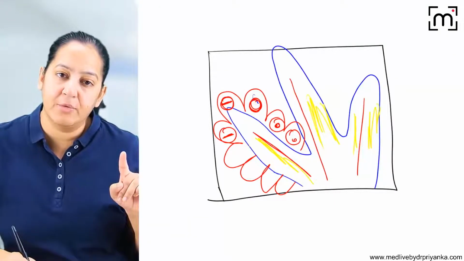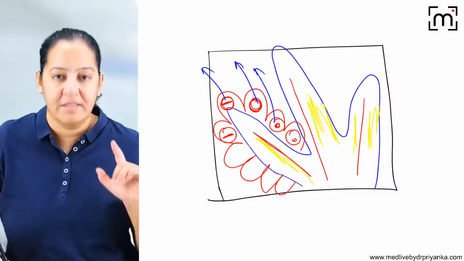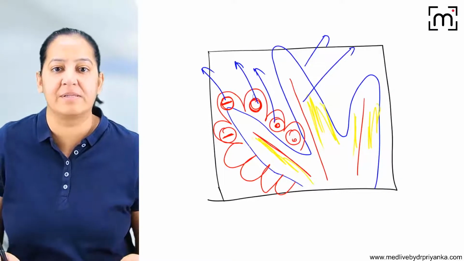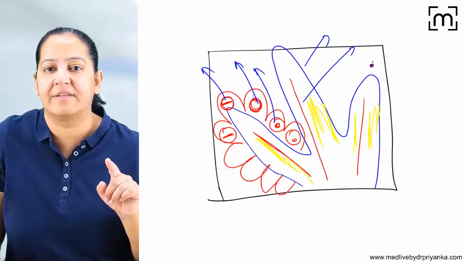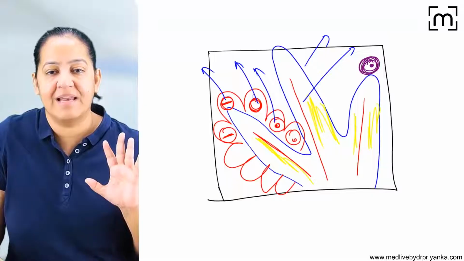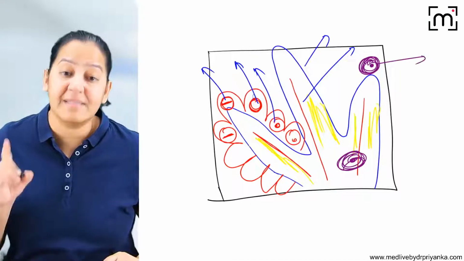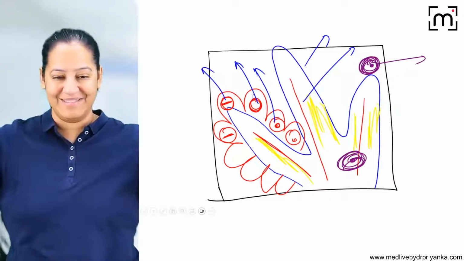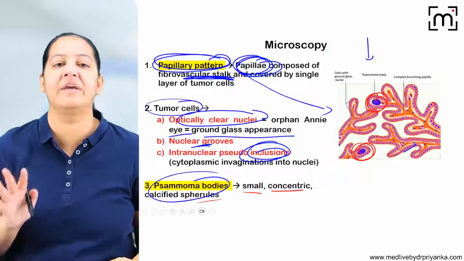And I will label all these things. So I will label the nucleus is optically clear. It is having the grooving. It is having the inclusion body. This is papillary arrangement. This is fibrovascular stalk. And at some places, I will draw the concentric rings inside the tumor. The concentric rings, the laminated rings, blue color, purple color concentric rings. And I will label it as Psammoma body. So this is all about it. See the arrangement, see the tumor cell peculiarity, and see the unique feature, Psammoma body.